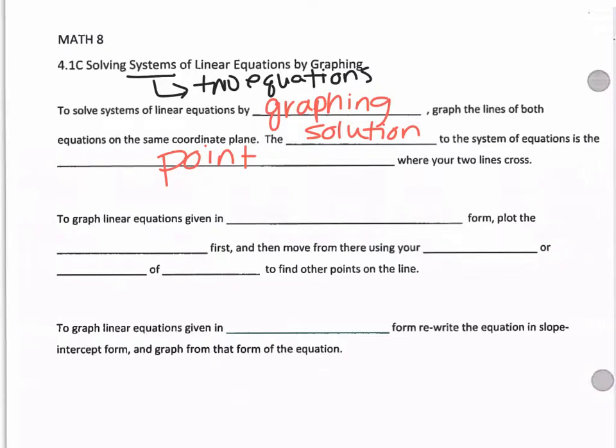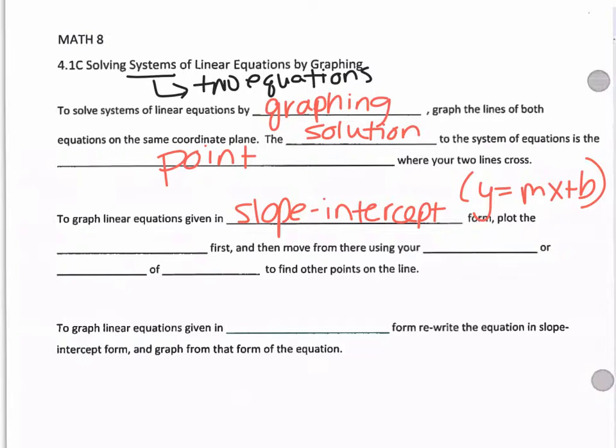To graph linear equations given in slope-intercept form, that's y equals mx plus b, the one we're used to seeing it in, we are going to plot the y-intercept first, just like we did in the last unit, and then move from there using our slope, or the rate of change, to find the other points on the line.